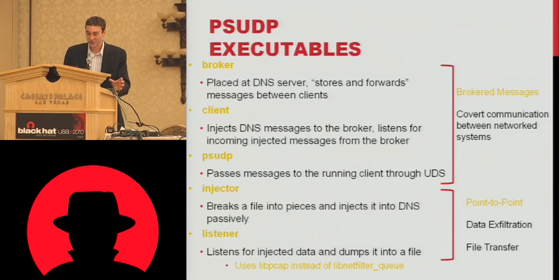Okay, so there are actually 5 executables in the PSUDP package. 3 of them are for what I'm calling the brokered architecture, and 2 of them are for a point-to-point system. The brokered architecture is your network-wide covert communication setup, where you're going to want some sort of broker at the DNS server that has access to all of the systems and legitimately sees network traffic, because once again, we're not actively creating packets, we're just looking at legitimate packets going through. So it needs to be on a system that sees as much traffic as possible from as many different systems. It will store and forward messages between clients.